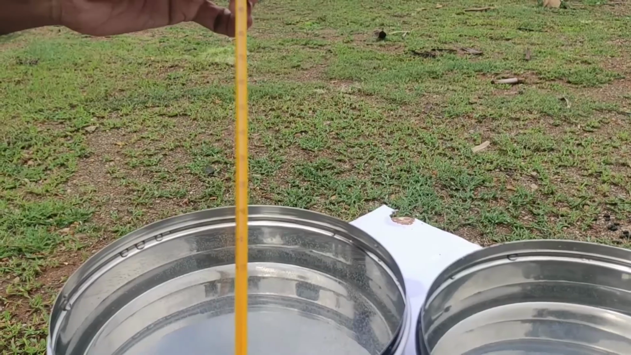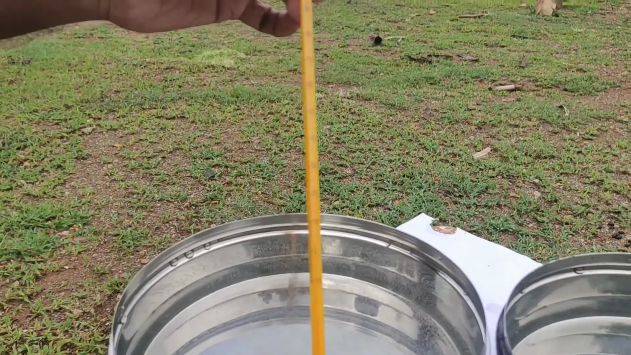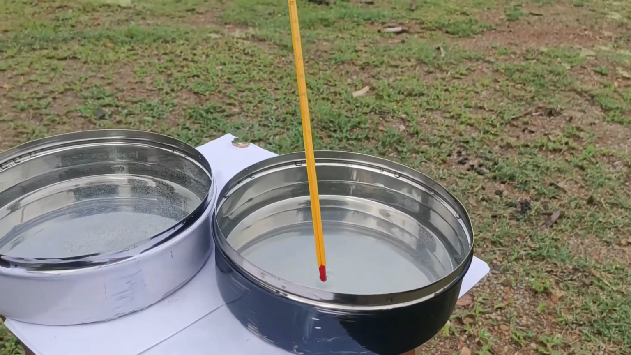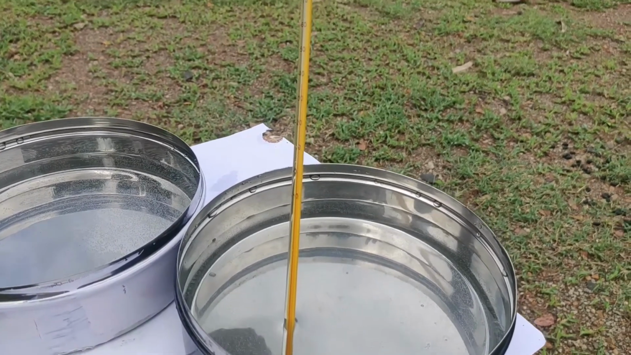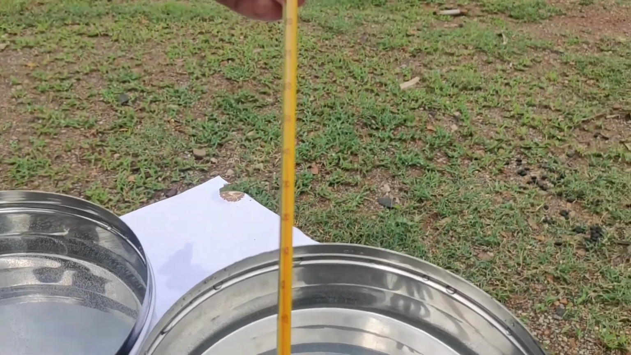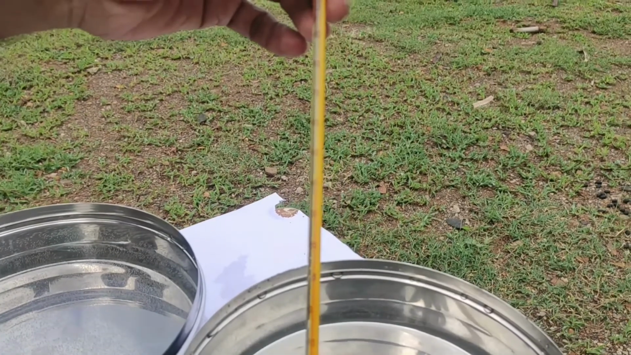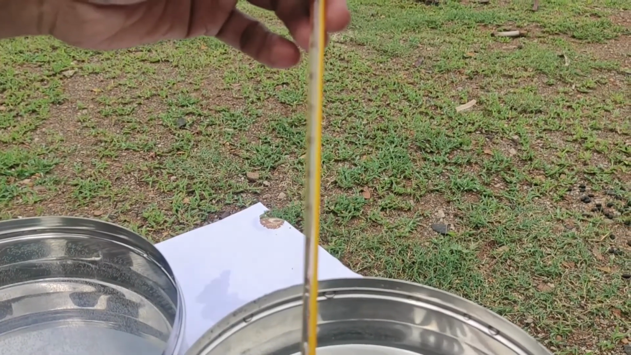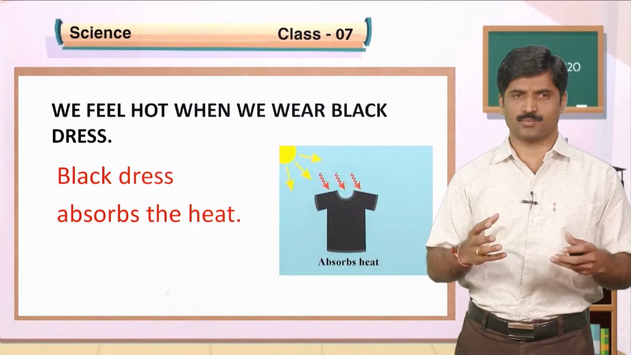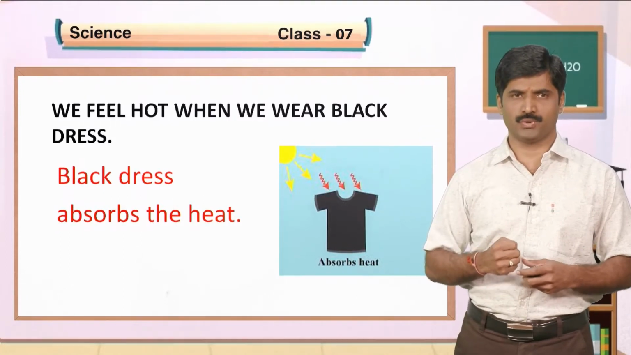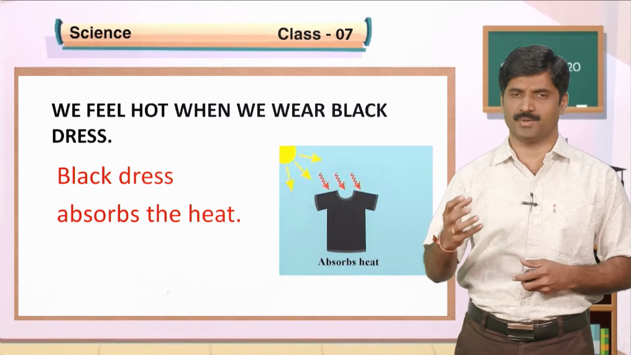It's about 33 degrees Celsius. Let us check the temperature of this black vessel. You can see the rise in the temperature. It is about 40 degrees Celsius. Black dress absorbs more heat, so we feel hot when we wear a black dress.